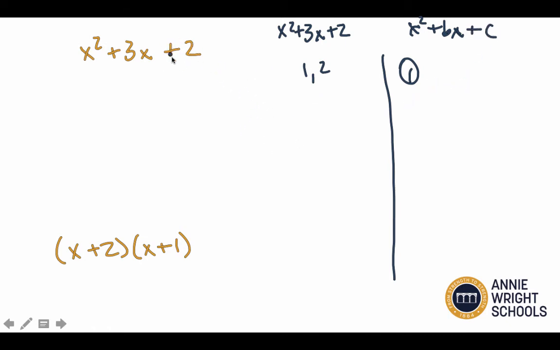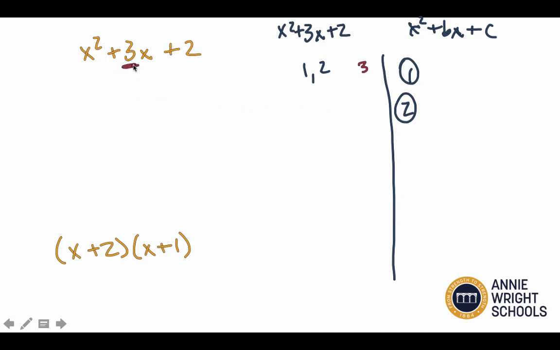Once I get the factors of c, I look to find out, is that constant positive or negative? If that constant is positive, I'm going to add factors. And if that constant is negative, I'm going to subtract factors. Now when I say subtract factors, I'm going to subtract these two numbers. In this case it's positive, so I'm going to add these two numbers. 1 plus 2 is 3. I'm looking for that middle number.